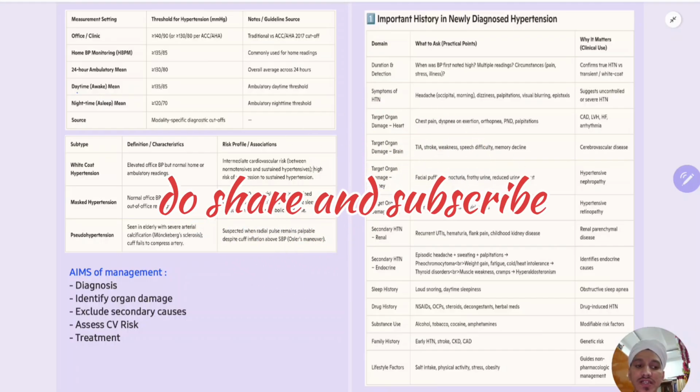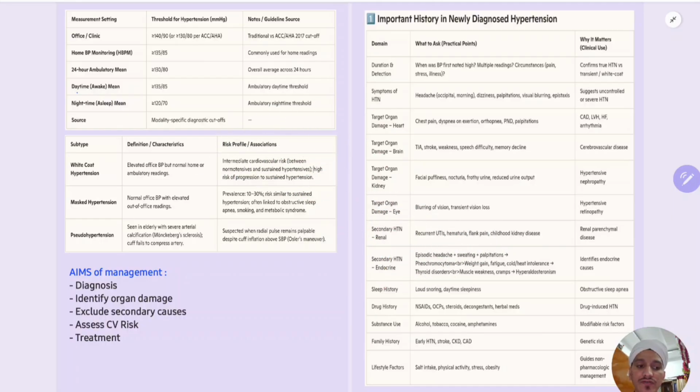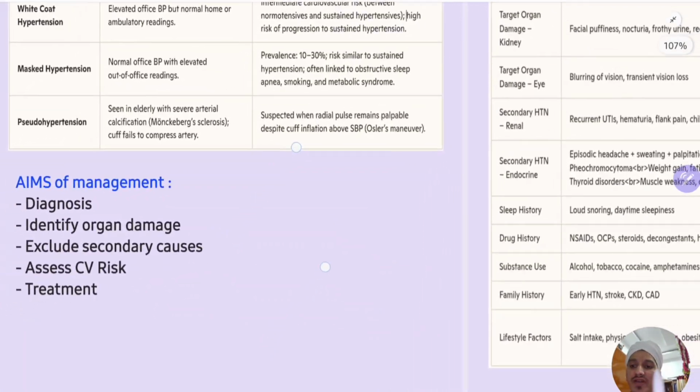So, till now we have discussed the definition, different guidelines, classification, target organ damage, pathophysiology, and primary and secondary causes of hypertension. So, from today onwards, we'll learn about the management of hypertension. Management of hypertension. Let's begin with the name of Almighty.